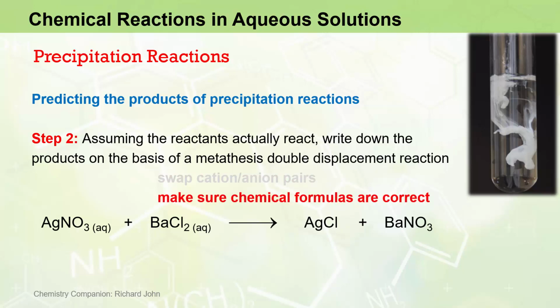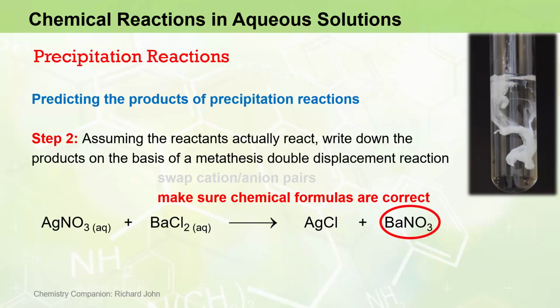The next thing we have to do is make sure the chemical formulas of these two potential products are actually correct. So if we look at silver chloride to start with, silver is a 1 plus ion and chloride is a 1 minus ion. So when they come together to form an ionic compound, the 1 plus charge and the 1 minus charge cancel each other out and they will come together in a 1:1 ratio. So AgCl is the correct chemical formula for silver chloride.